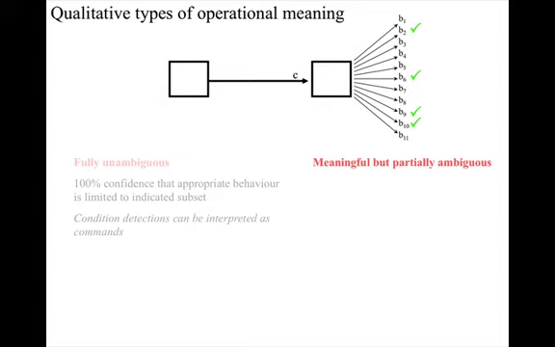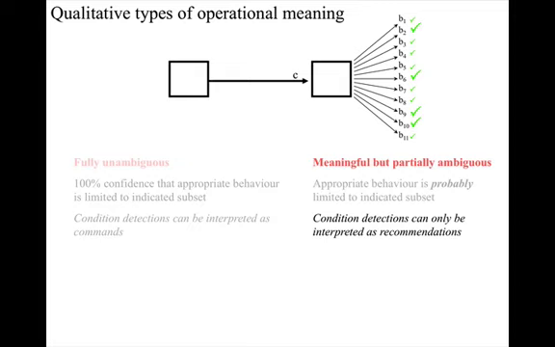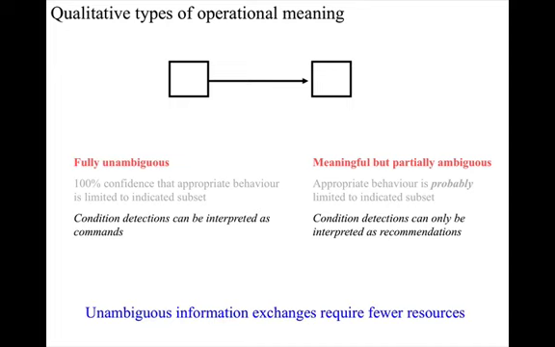Shared condition detections could be meaningful, but partially ambiguous in behavioral terms. In other words, the condition C implies that for the recipient module, the appropriate behavior is probably one of that same set, B2, B6, B9, or B10, and less likely to be one of the others. In this situation, a condition detection is no longer a command, it's only a recommendation. Because condition detections are only recommendations, the system will need a lot more condition detections to ensure that behavioral selections are made with high integrity.